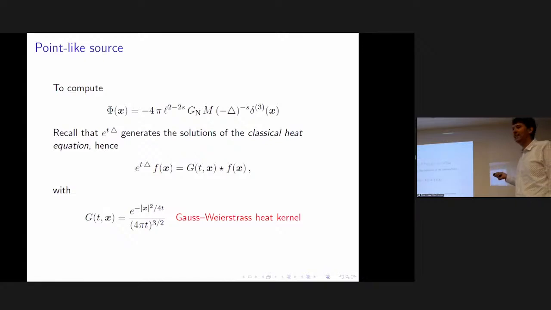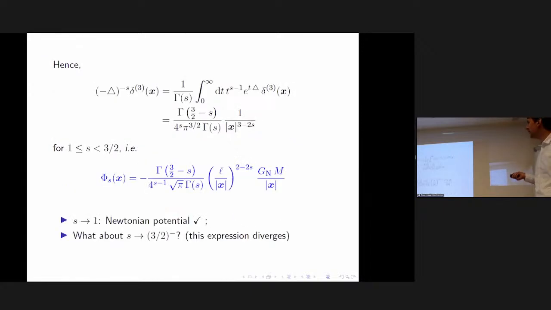We simply plug in the density profile, and we just need to recall that this operator here generates the solution of the classical heat equation, and therefore the action of this operator onto a function f is simply the convolution of the Gauss-Weierstrass kernel with the function f. If we put together these two quantities and the definition and the integral representation for our fractional Laplacian, we immediately get that the action of the fractional Laplacian onto this Dirac delta simply yields a power-law decay, which is given by this expression.